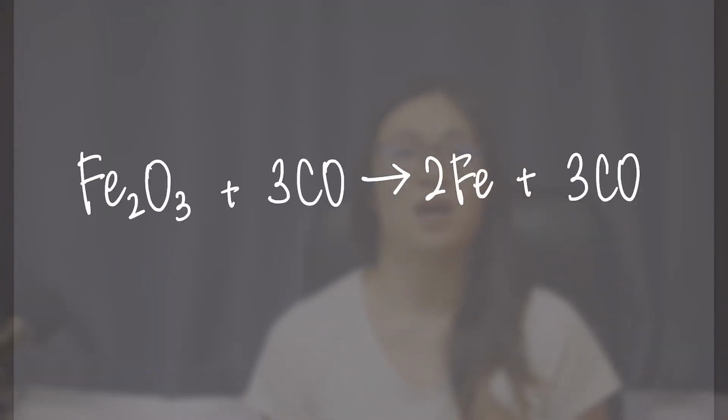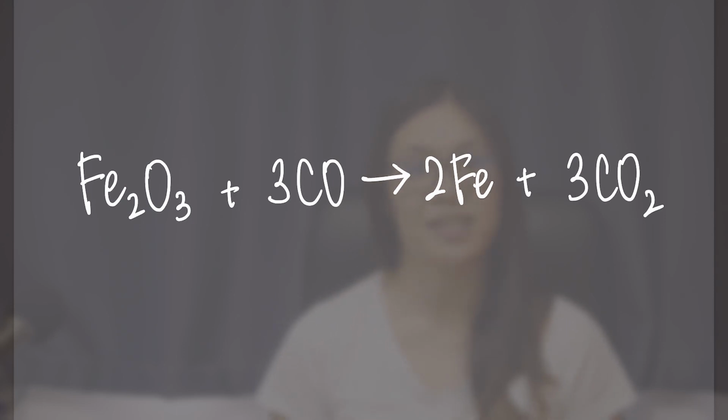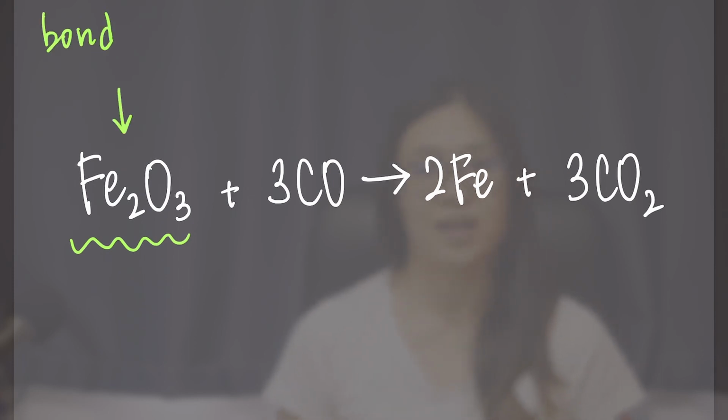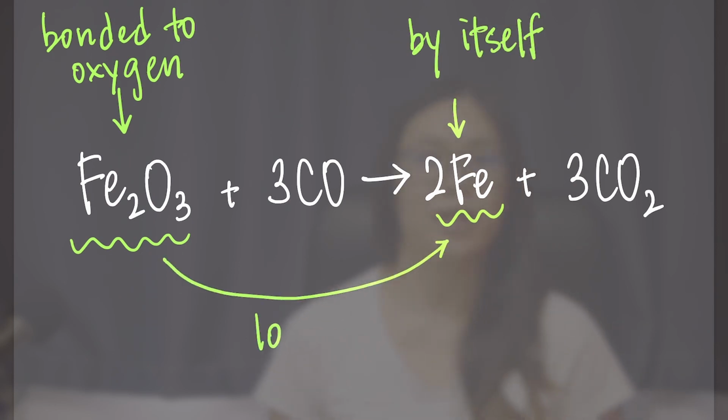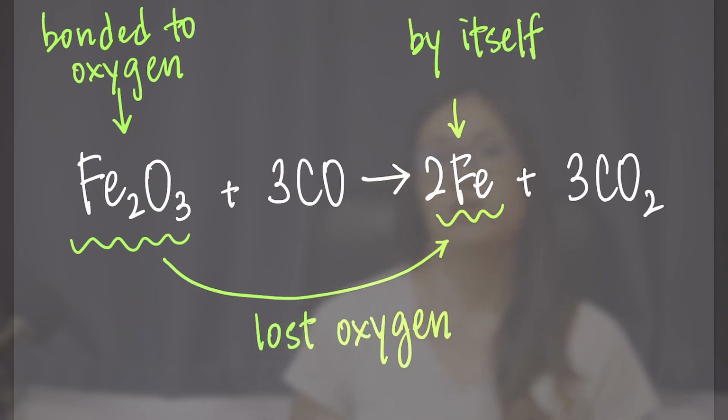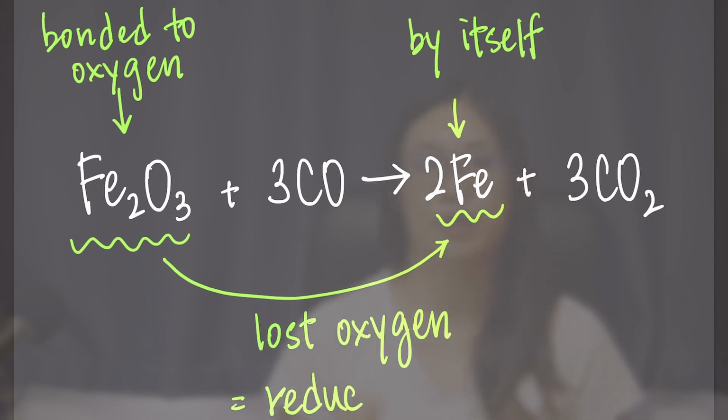If we compare what the iron looks like on the reactant side and the product side, we can see that the reactant is bonded to oxygen, whereas on the product side, the iron is by itself. This means that the iron has literally lost oxygen. And if we refer back to our table, losing an oxygen means that it has undergone reduction.